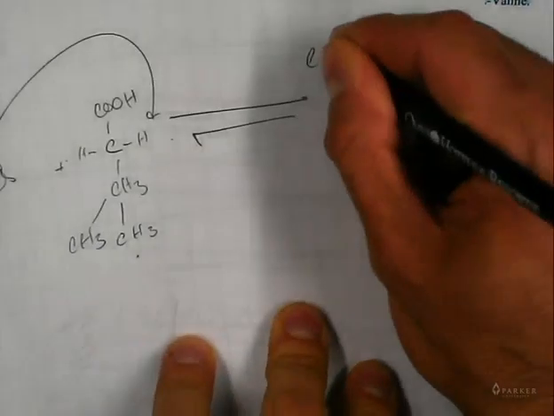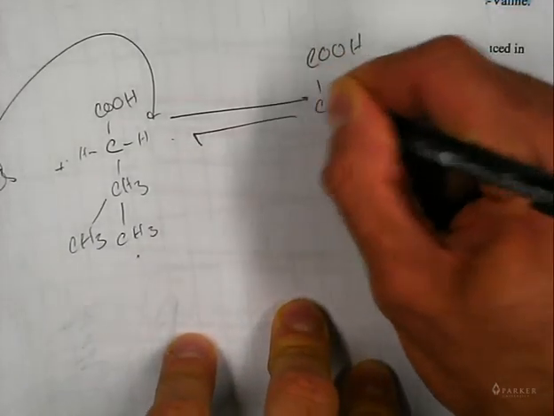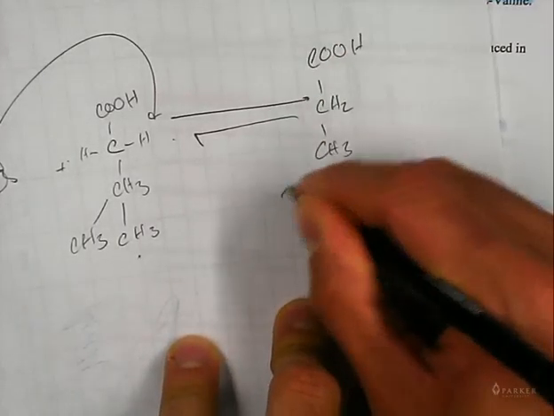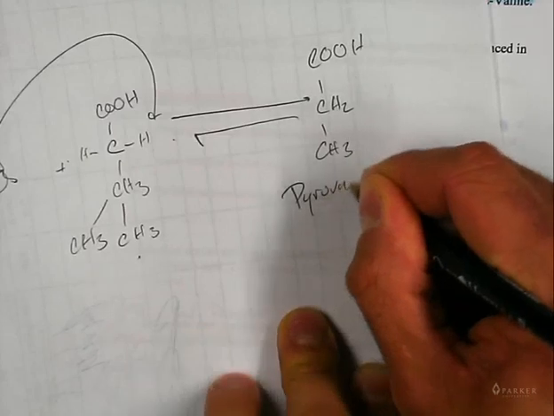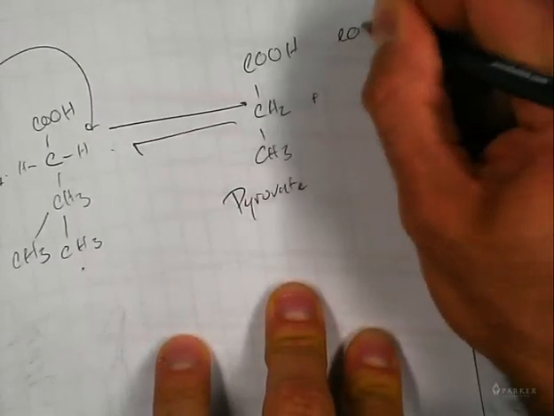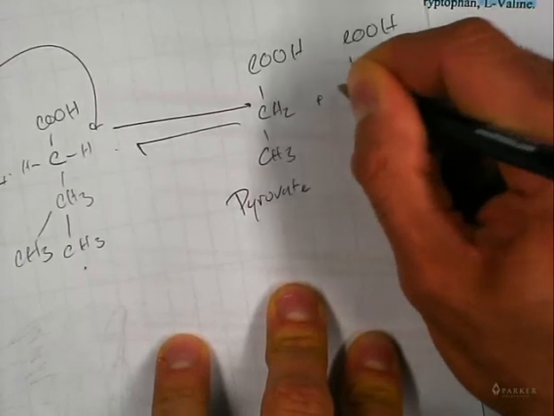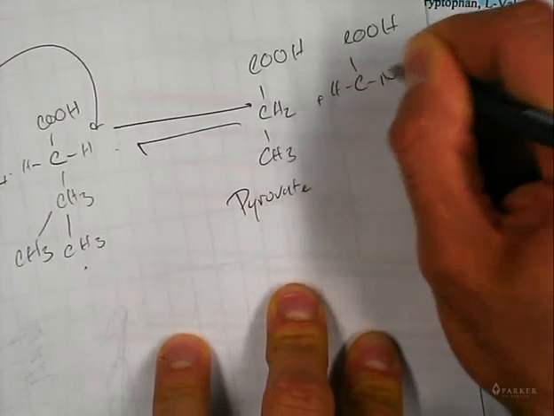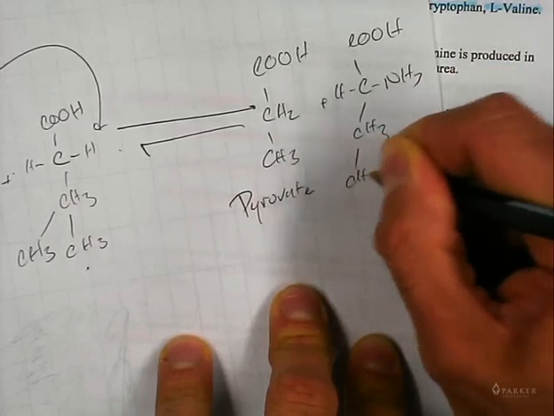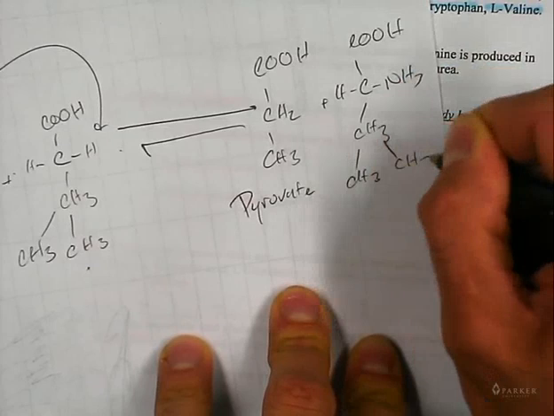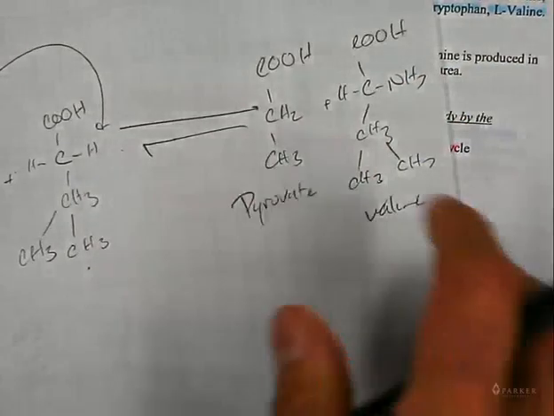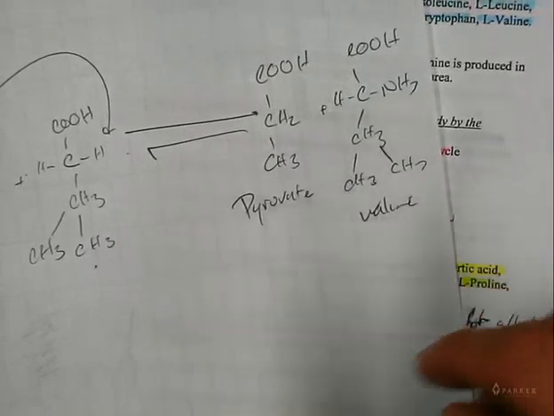What we end up with then is COOH, CH3, and this guy has H2 attached to him. This is pyruvate. And we end up with COOH, CH, H3. Valine. I know it's really complicated.